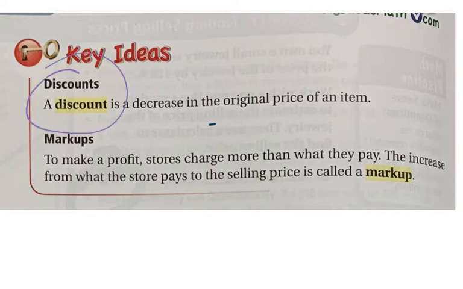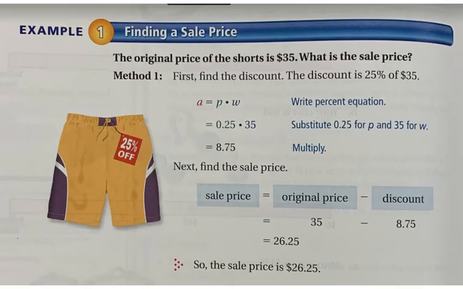A markup is what stores and retailers use to make profit on an item. So it costs them so much for the item, and then they put a percentage markup, and that's the new price, the price they charge as their selling price, so that they can make money. Okay, so discounts and markups kind of go together. So let's look at this example.